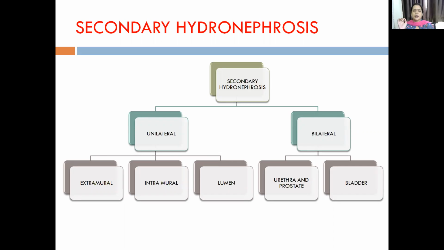When coming to secondary hydronephrosis, it can be unilateral or bilateral. I think you all know that we have two kidneys, right? So if it is bilateral, it is involving both the kidneys. It can be due to secondary, that is definable, causes of the urethra, prostate or bladder. Then there are unilateral causes wherein there is an extramural effect, intramural effect, or a luminal effect.